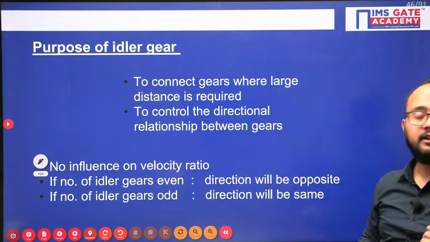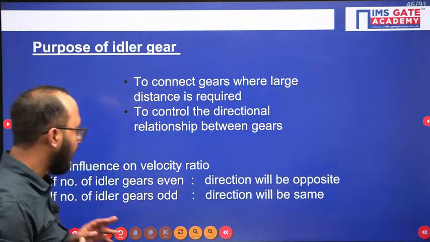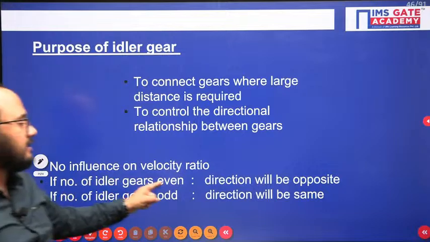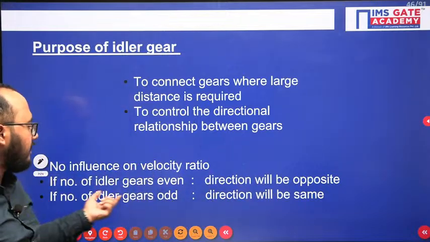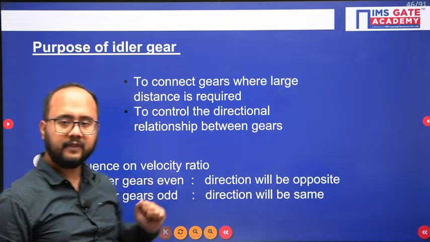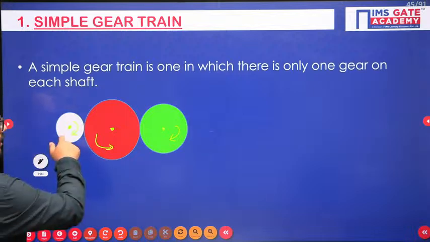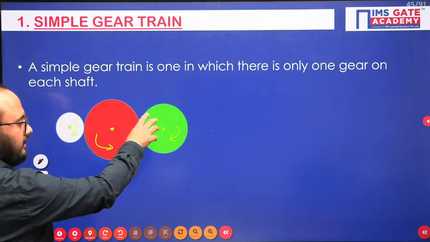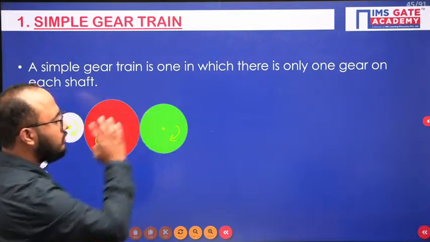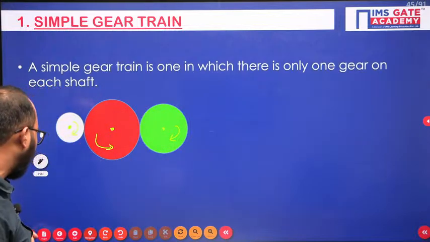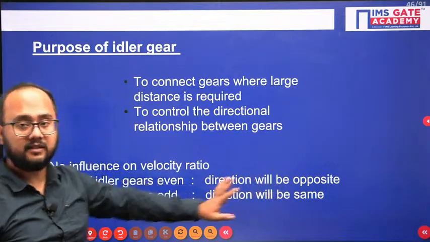Now one more thing, as it is having no influence on the velocity ratio, that's why it is called idler gear. If number of idler gears are even, direction will be opposite, and if number of idler gears are odd, direction will remain same. Like in this case, number of idler gear 1 basically. So clock here, you will get clock here. Again, in this case, instead of having one idler gear, we have two idler gear. Direction is going to what? Opposite. So in case of even, what we are having? Opposite directions. So this concept basically we should remember.